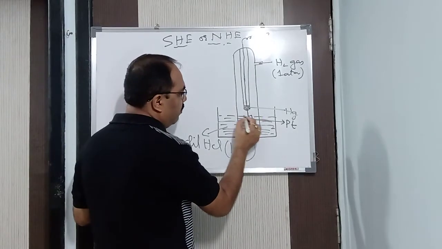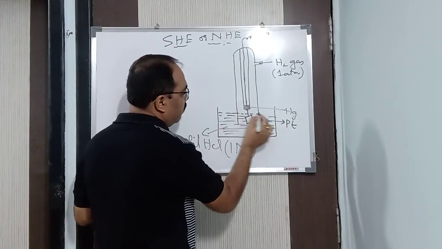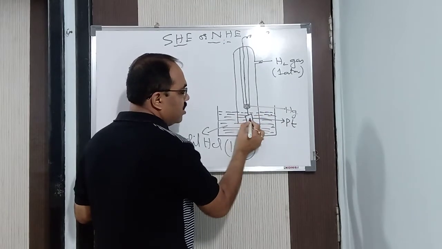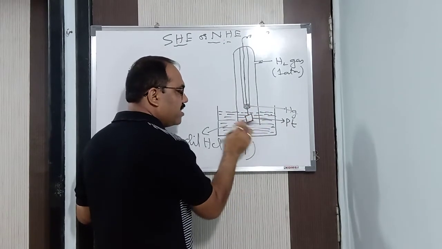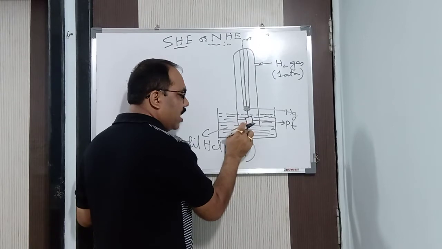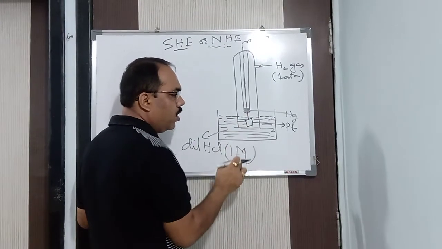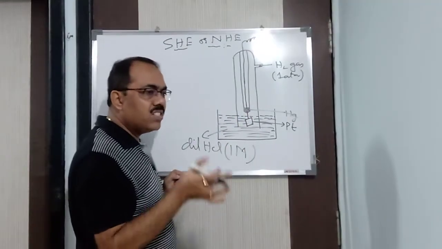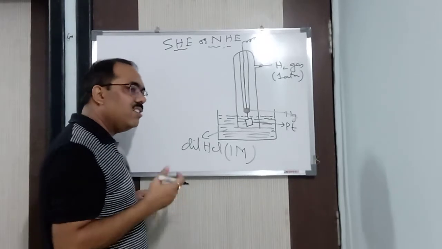This is a block of platinum which is being dipped in an HCl solution. And this platinum block is being coated with platinized black. Now what is platinized black?